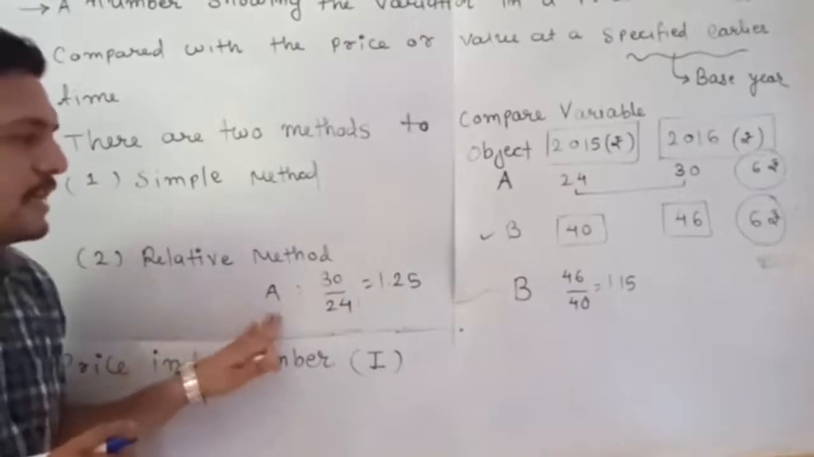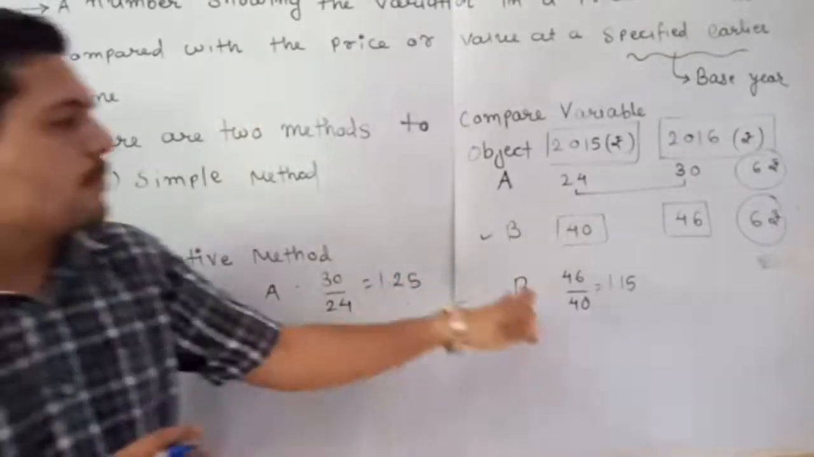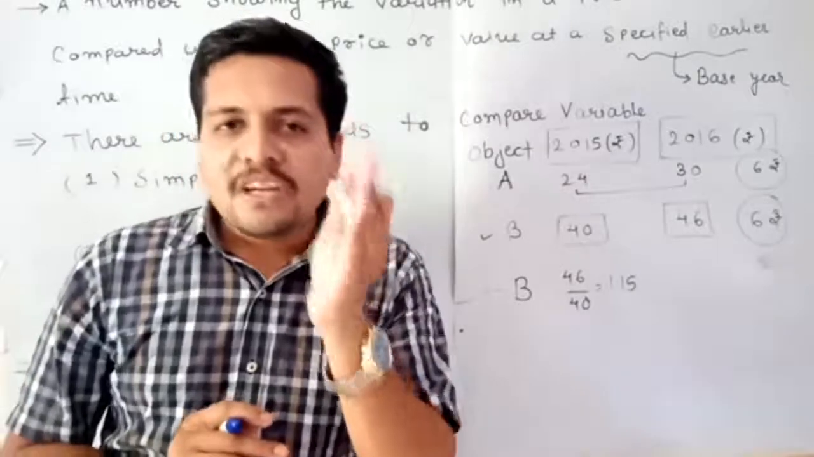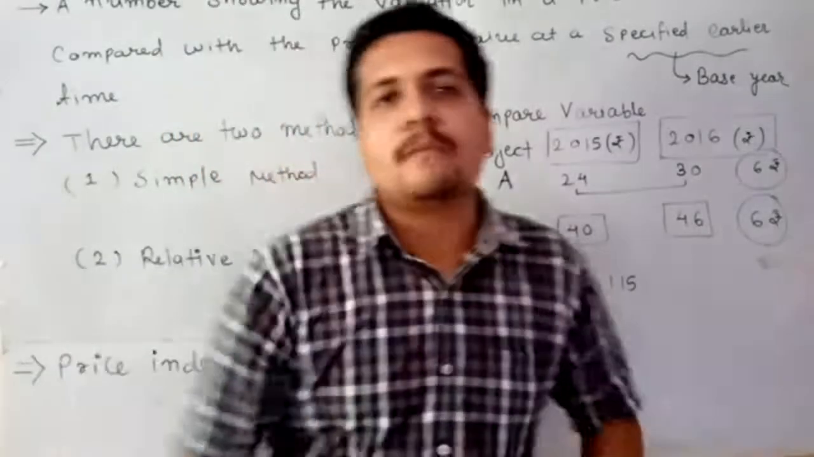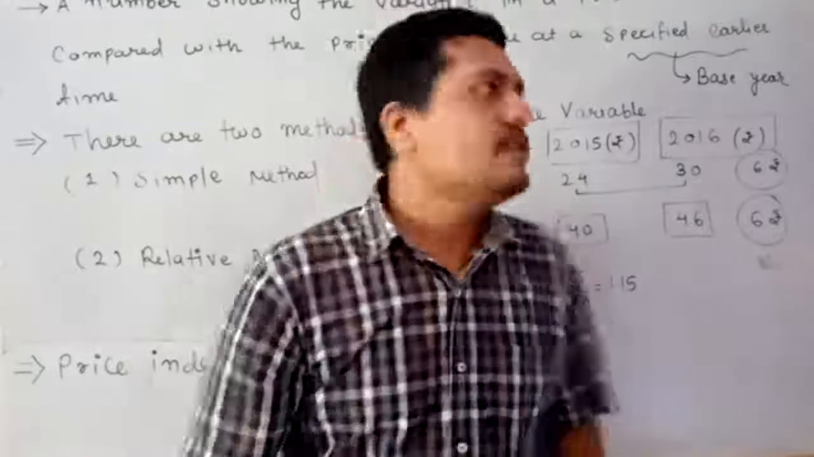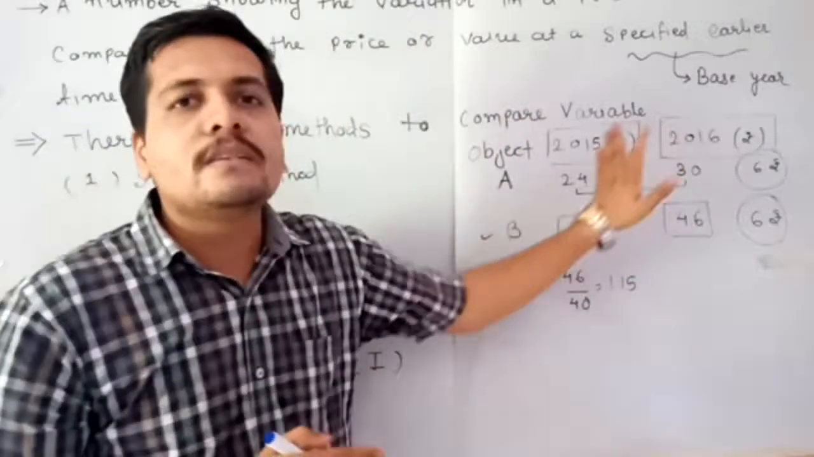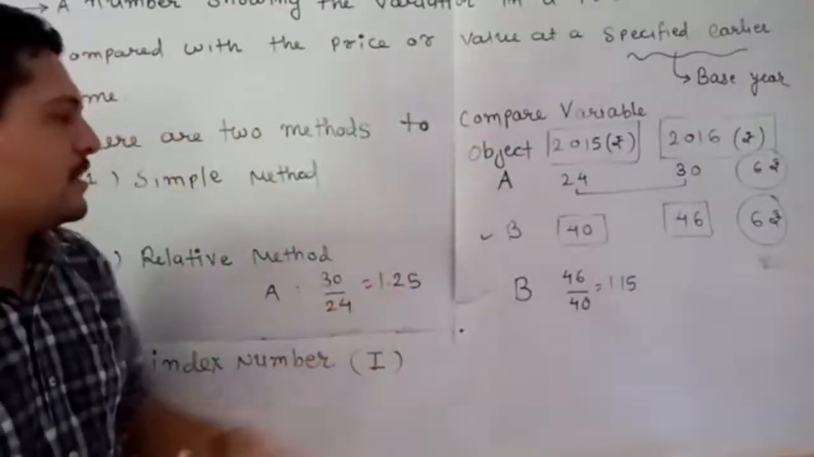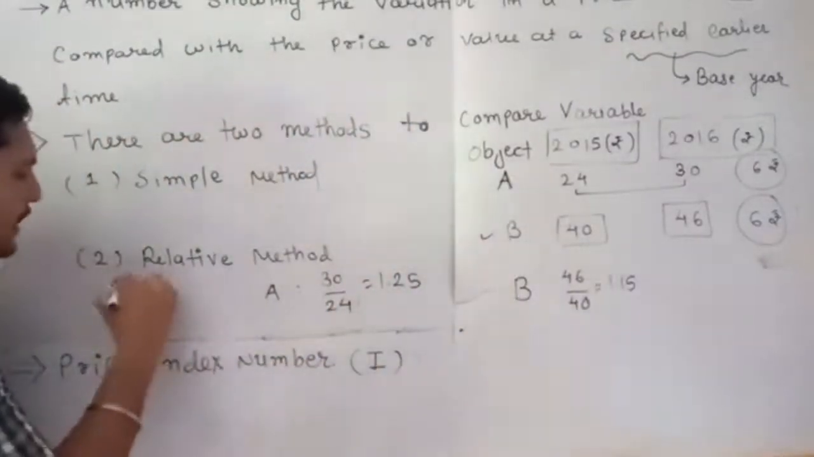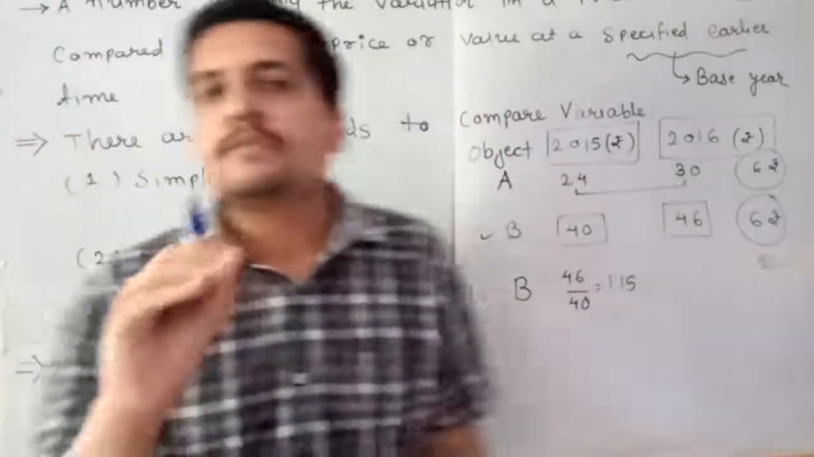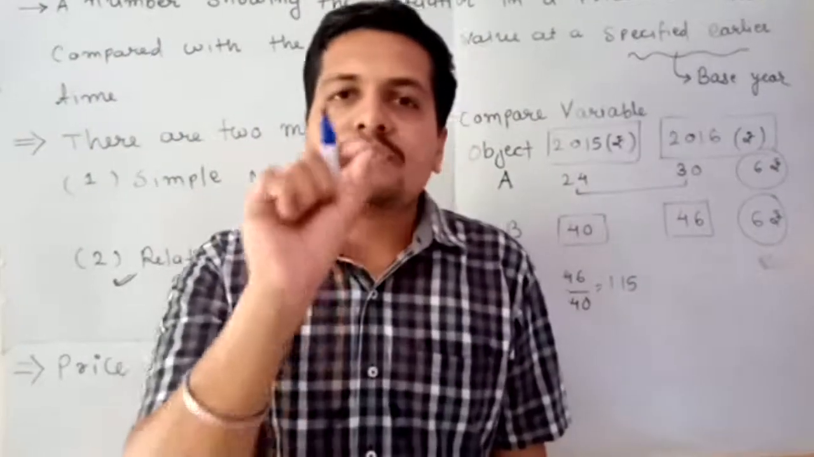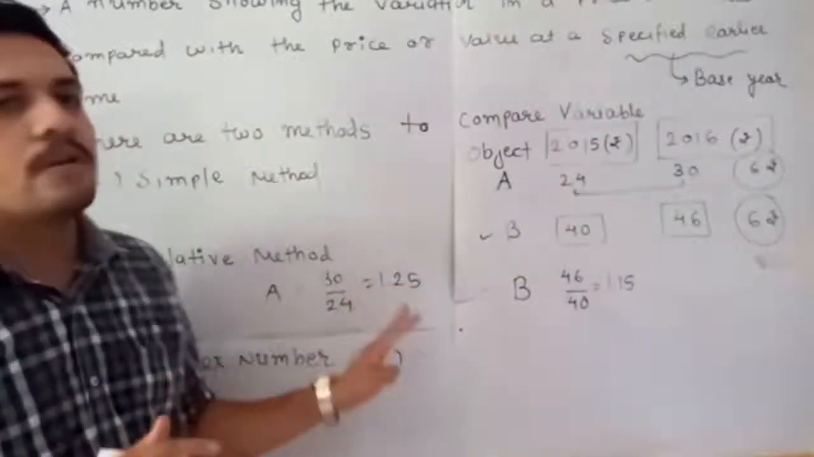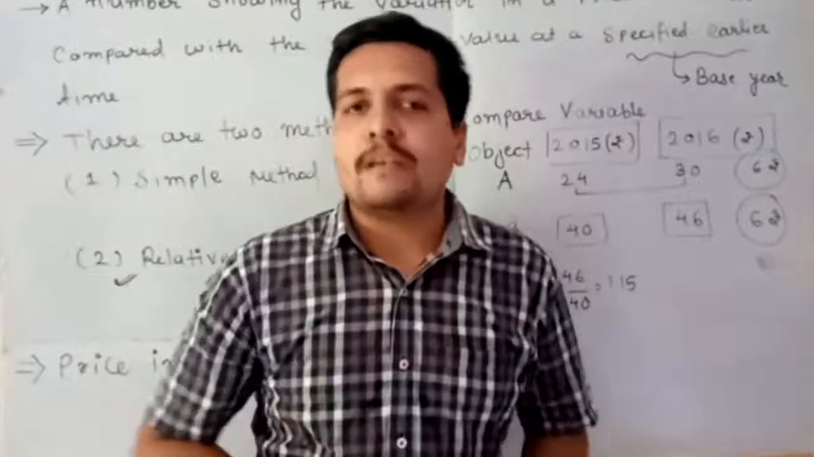For object A, the answer is 1.25. For object B, the answer is 1.15. So here we first clearly notice that just the subtraction method is not useful, but we have to use this ratio method. So the relative method is very important in this chapter. The relative method gives us an appropriate and accurate answer for comparison of both variables.